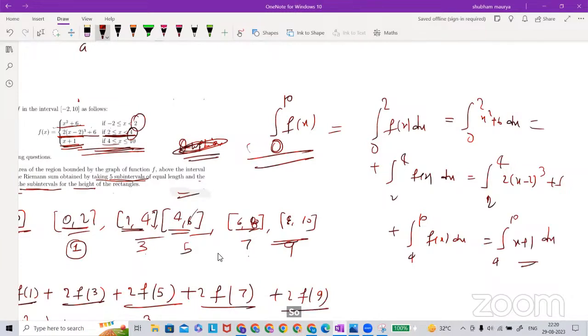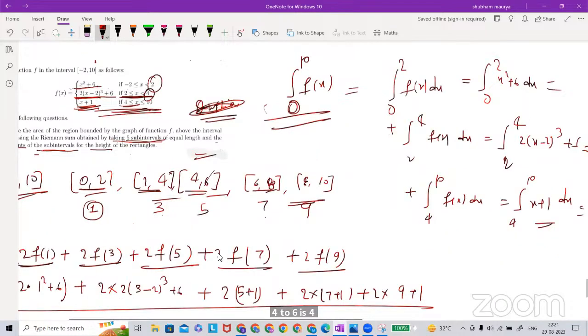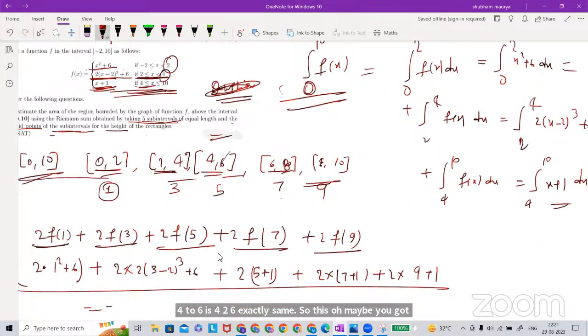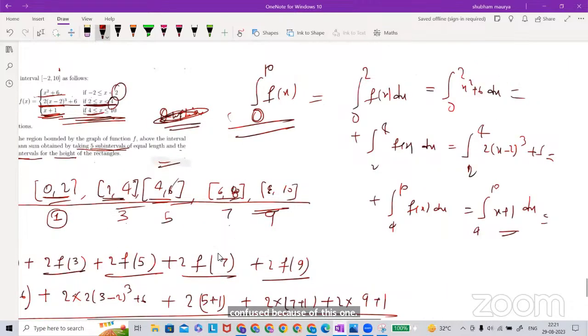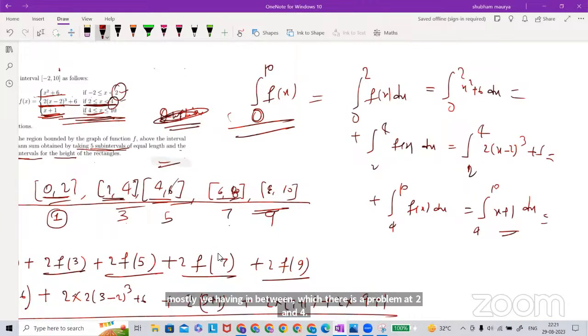Now 4 to 6, we are not taking integration? Sorry, 4 to 6. There is no break from 4 to 6, it is exactly the same. Maybe you got confused because of this one. This is for the Riemann sum only, but our function is smoothly behaving in between. There is a problem at 2 and 4, so we break it down there, and in between the function is smoothly behaving.